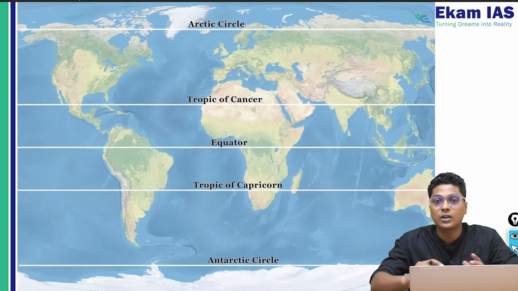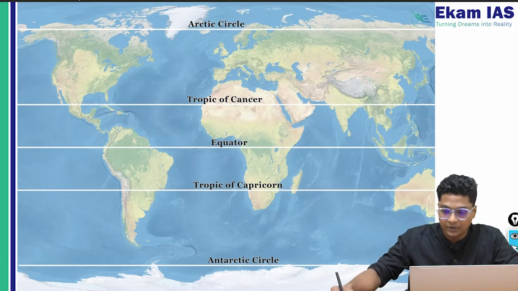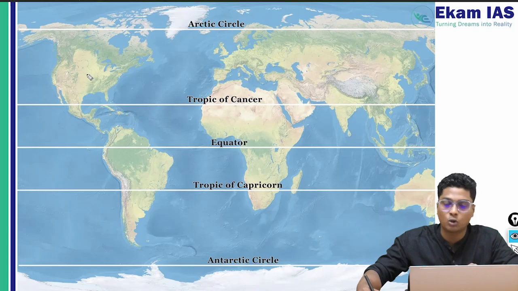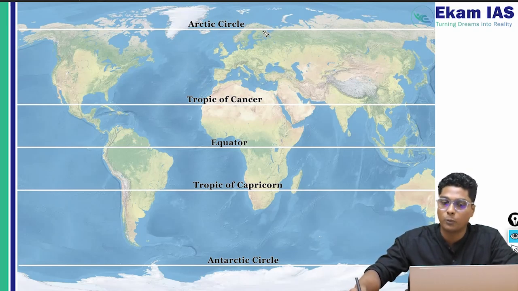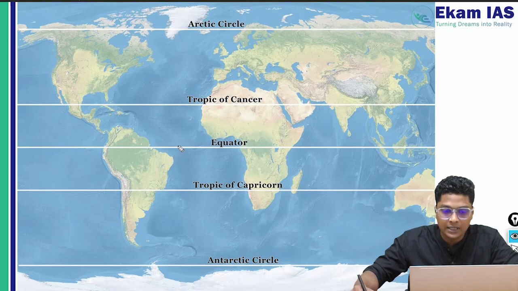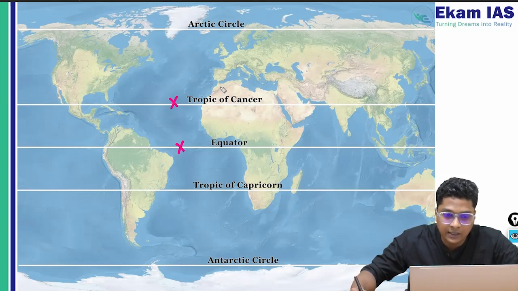First of all, let's take a look at where Europe is located. So far we have discussed Africa, we have talked about South America, North America, and here we have this region where we have Europe, right? The equator is not passing through Europe. Also, the Tropic of Cancer is not passing through Europe. Okay, so we have discussed this earlier.